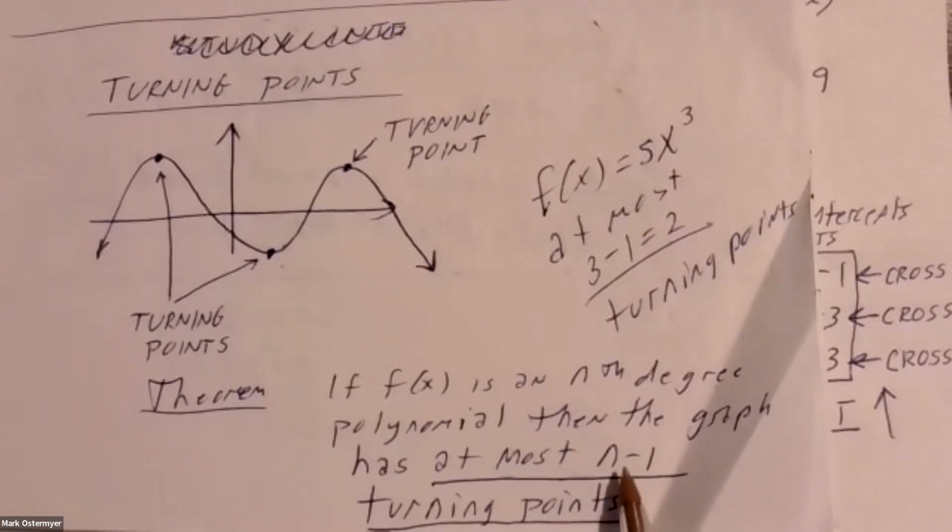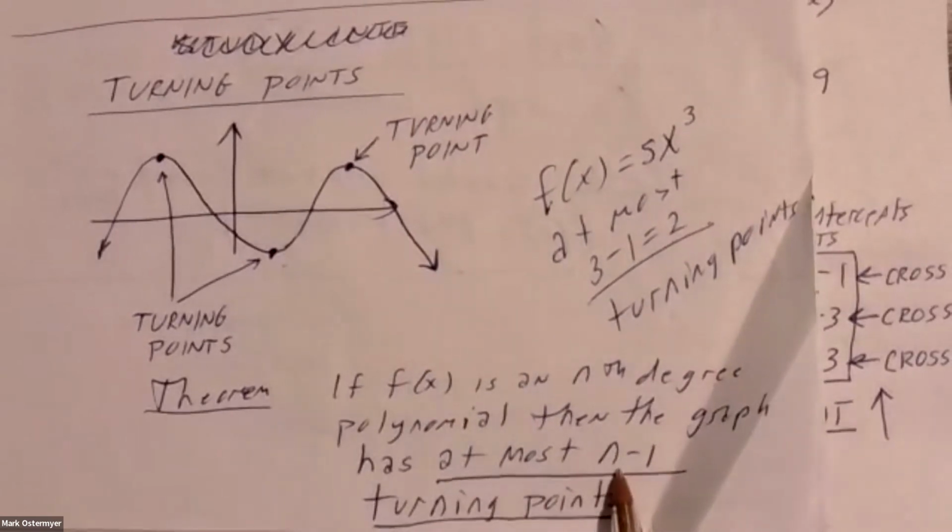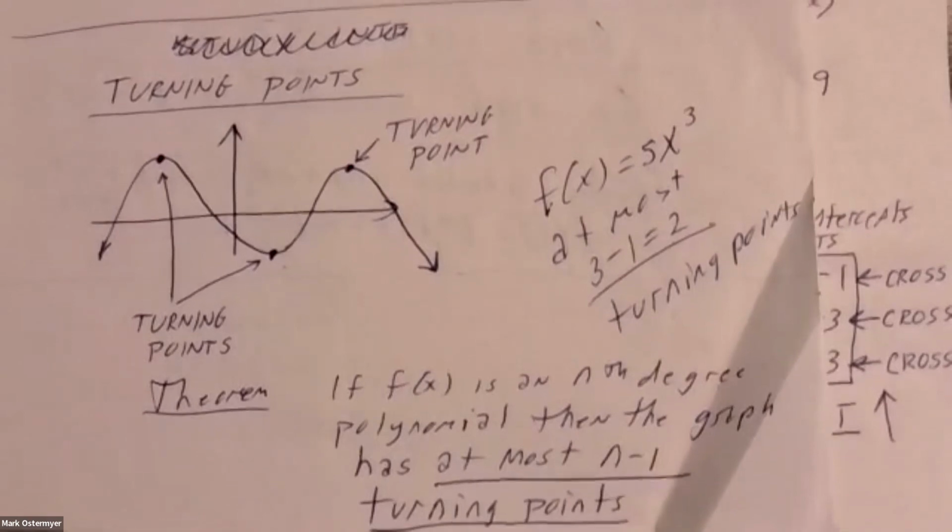Is that saying it will have exactly n minus 1 turning points? It's not saying that. It's saying that the most it could have is n minus 1 turning points, but it could have fewer than n minus 1 turning points. That's what "at most" means. It means fewer than or exactly n minus 1 turning points.